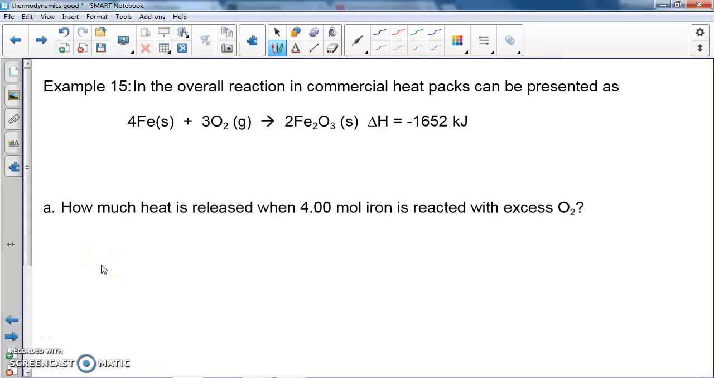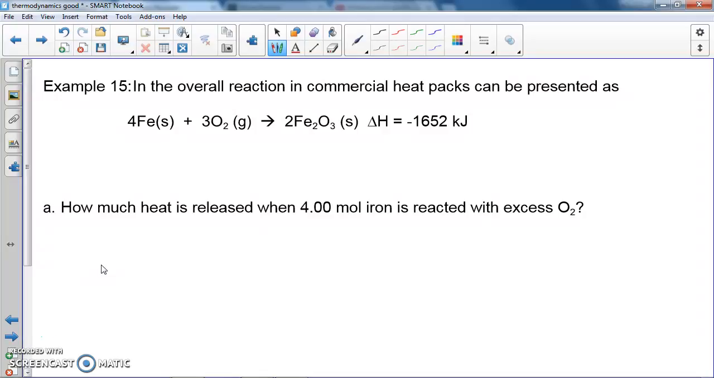Okay, on to example 15 for enthalpy. In your notes, this is page number 11. All right, so we have a reaction here where we have 4 moles of iron reacting with 3 moles of oxygen to produce 2 moles of iron(III) oxide, with a delta H value, a release of energy, of 1,652 kilojoules. Right? So now we're going to go ahead and solve this problem.